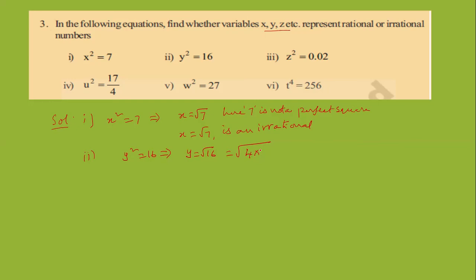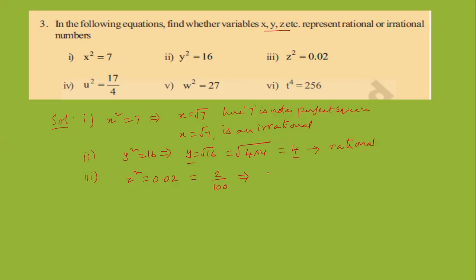In the second one, y square is equal to 16. That implies y is equal to square root of 16. Already you know 16 is a perfect square. Write this one as 4 into 4. That means you take one factor. That means y is equal to 4. What do you say about 4? 4 is a rational. That means y is a rational. In the previous one, root 7 is an irrational. Here, 4 is rational. You may find the difference.